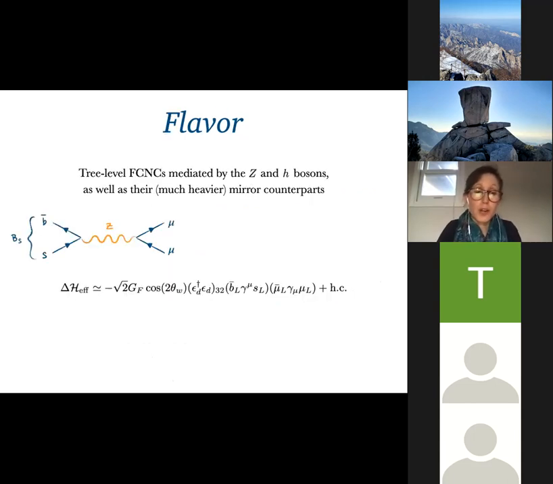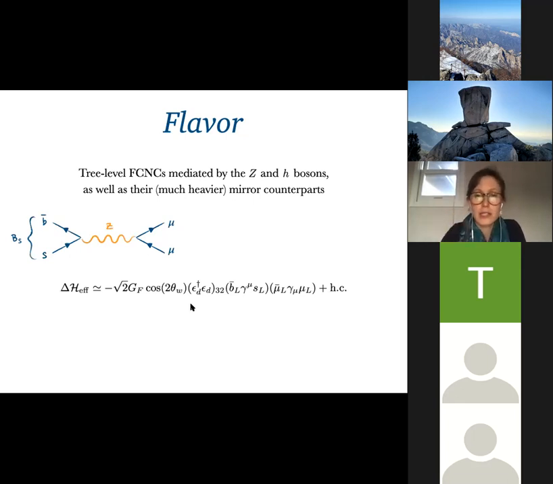Let me now turn to flavor briefly. So these models have new sources of flavor changing neutral currents already at tree level, mediated by the standard model Z and Higgs boson. So for instance, if we integrate out the Z, there will be new contributions to the effective Hamiltonian describing, for example, the decay of a strange B meson into two muons. Notice this Wilson coefficient is proportional to G Fermi, and this coefficient here corresponds to the strength of this flavor violating vertex. So if this coefficient was order one, then these models would certainly be very ruled out.